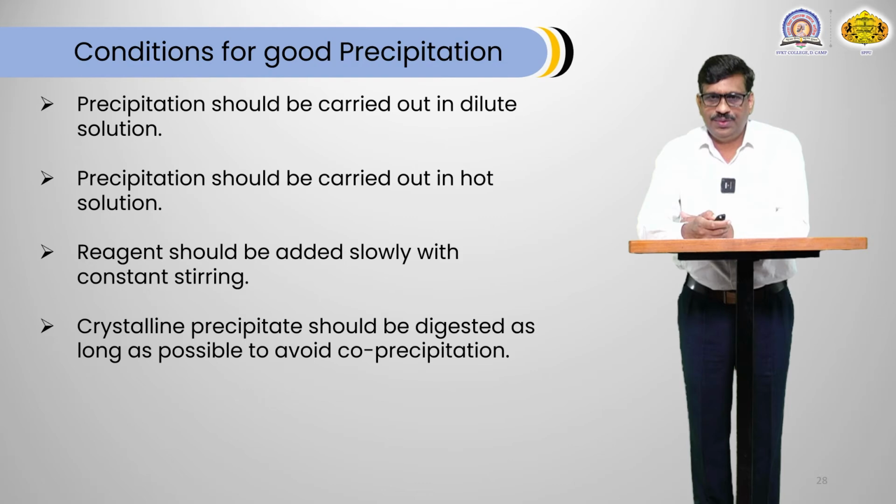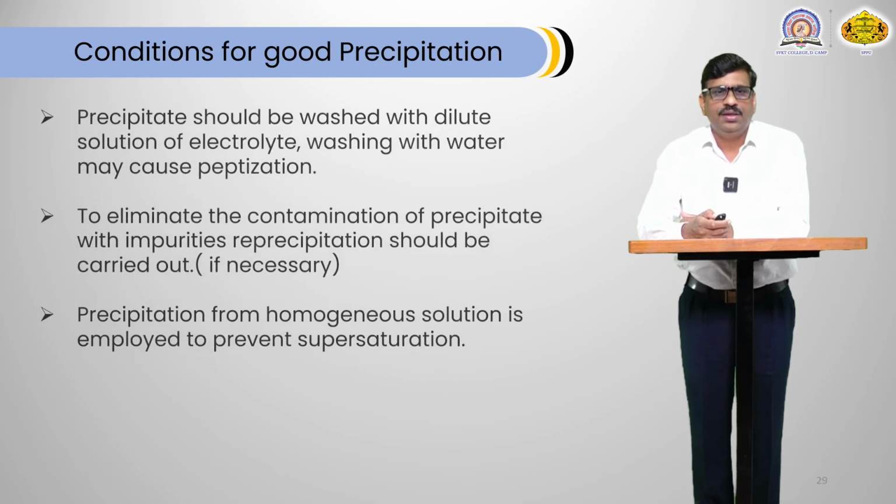Crystalline precipitate should be digested as long as possible to avoid co-precipitation. We already know what digestion is. Digestion means allowing that precipitate to stand for 12 to 24 hours, or warming the precipitate with mother liquor, that is called digestion. If crystalline precipitate is there, you have to digest that precipitate for better result.